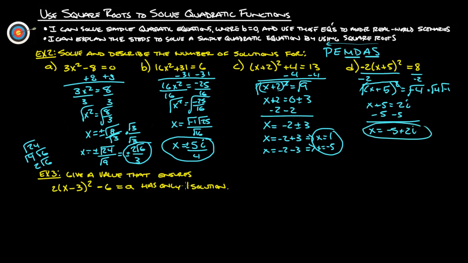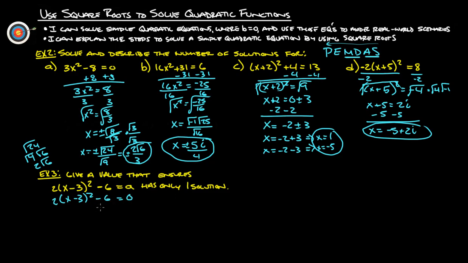Okay? All right, one last one, and then we'll do a second video with a few more examples on it. Give a value that ensures 2 times x minus 3 squared minus 6 equals a has only one solution. Okay, so we just want to make sure that we get this side over here equal to 0, right? So all we really want to do, what I would do here is just say 2 times x minus 3 squared minus 6. We want to know when that's going to equal 0.